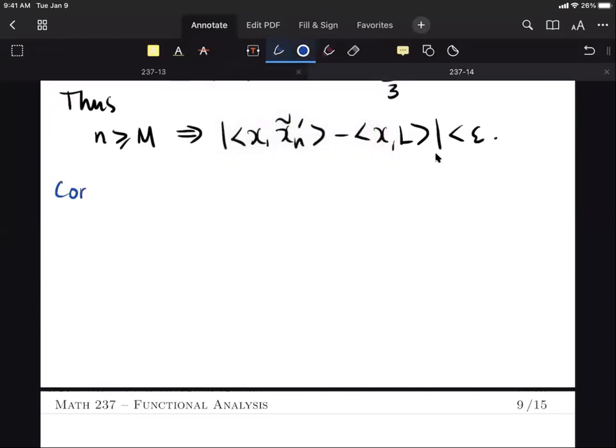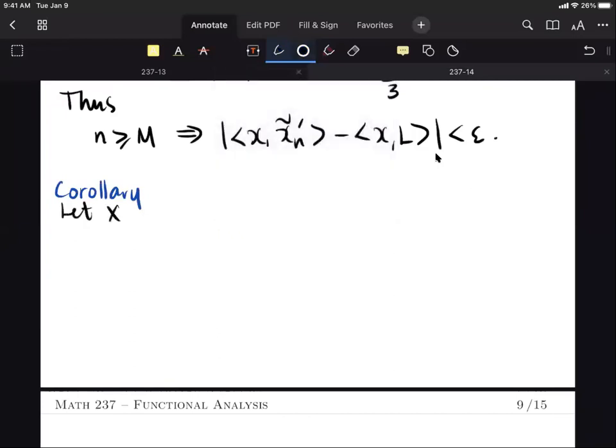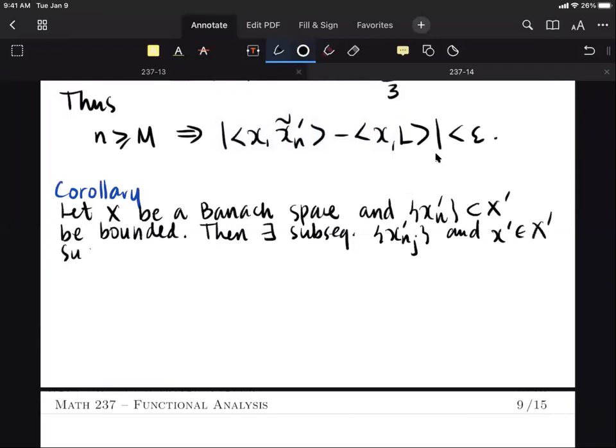So let us discuss an immediate consequence of this. Let X be a Banach space, and let's say I have a sequence in the dual space that is bounded. Then there exists a subsequence x_{n_j} and an x prime in the dual space such that this subsequence converges weakly star to x prime.